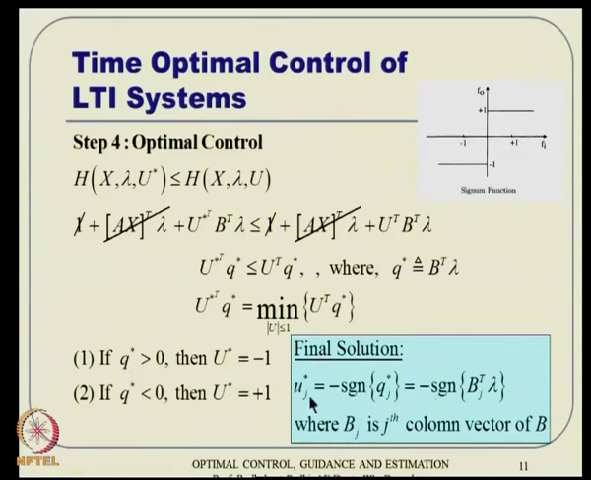Okay. So, in a very compact sense, we can write uj star is the negative of signum of this qj star, which by definition is b transpose lambda, which is nothing but bj transpose lambda. Bj happens to be the corresponding column vector.